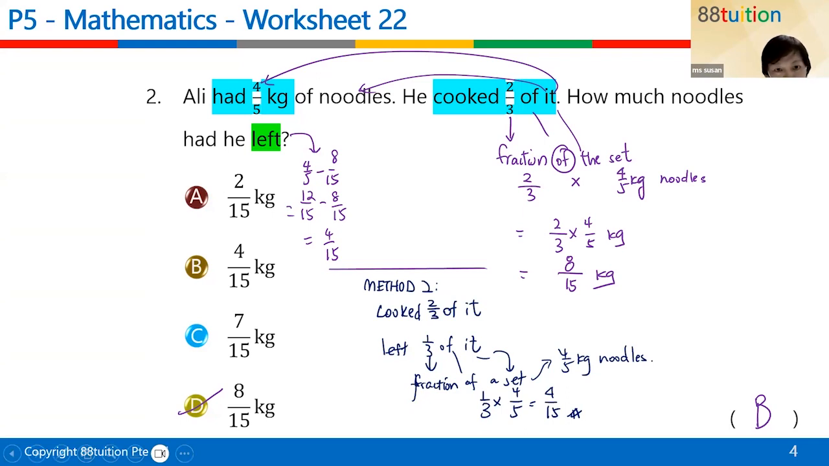I don't understand why got so many different answers. B, B, B, B, B, suddenly got C and D. Oh, C, C, C, C. Okay, careful with it. Please try to be very cautious in your working.